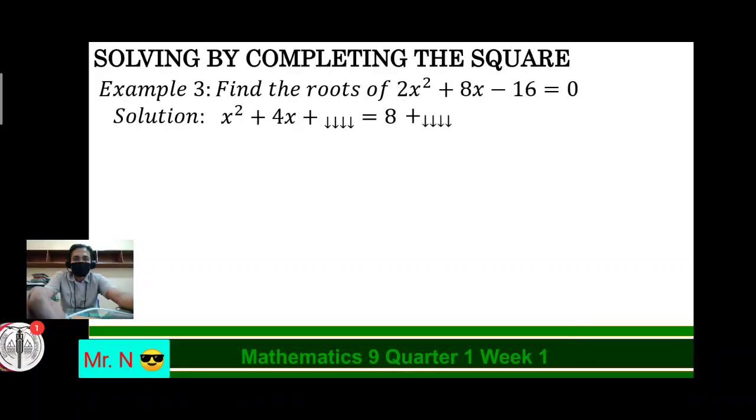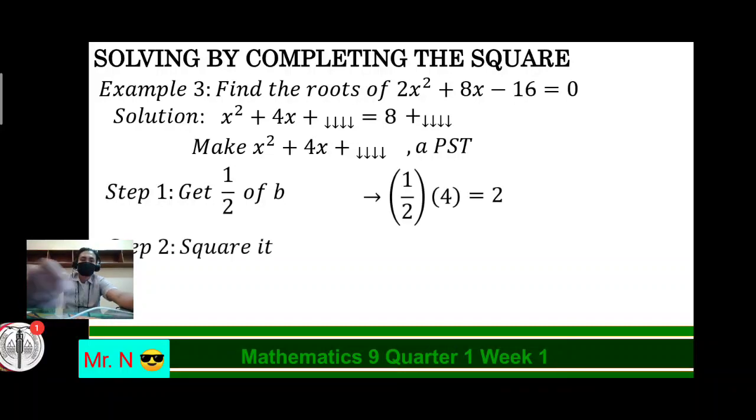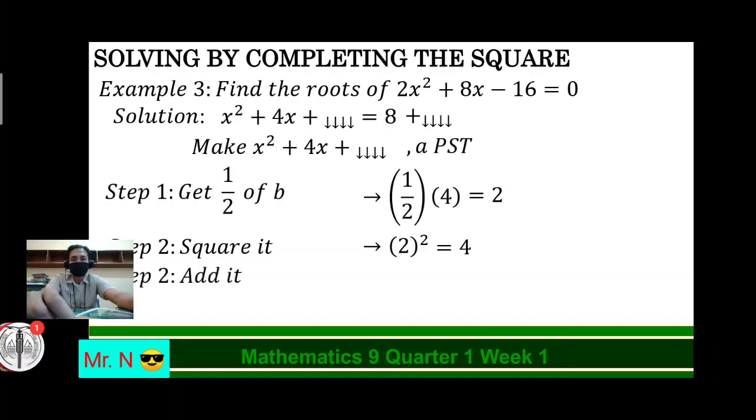Okay. So again, our goal is to make x squared plus 4x plus blank a perfect square trinomial. So step number 1, get the 1/2 of b or the numerical coefficient in the linear term. And the numerical coefficient in the linear term or the value of b is 4. So what is the half of 4? The half of 4 is 2. So now proceed to step number 2. We're going to square it. The square of 2 is 4.